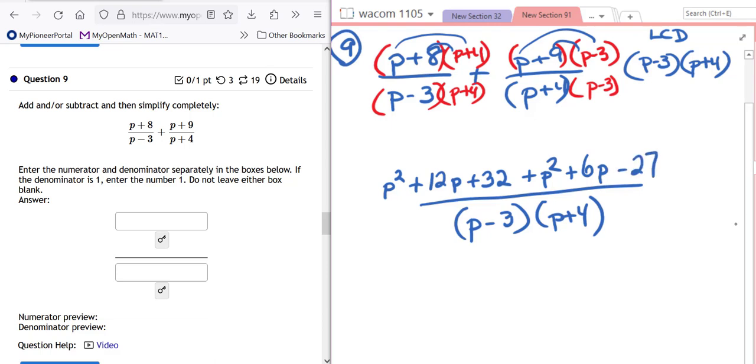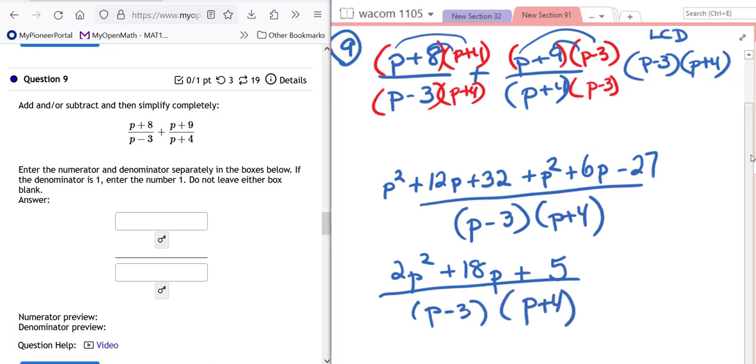All right, so we're going to put all those together. So we have 2p squared. 12 and 6 is 18p. 32 minus 27, 12 minus 7 will be 5. And hopefully I have that all right.